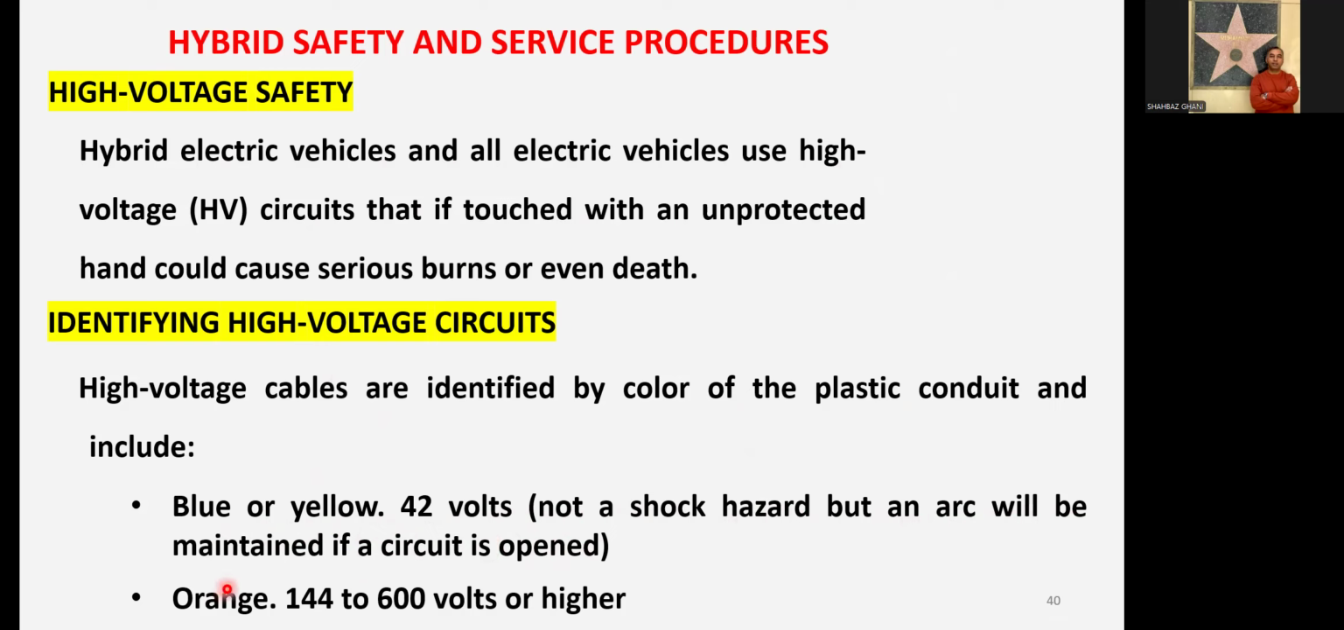If we have a color coding of orange, that is 144 to 600 volts or higher, so it is very dangerous. So be very careful regarding the orange plastic conduits, or any other electric cable, but be very careful.